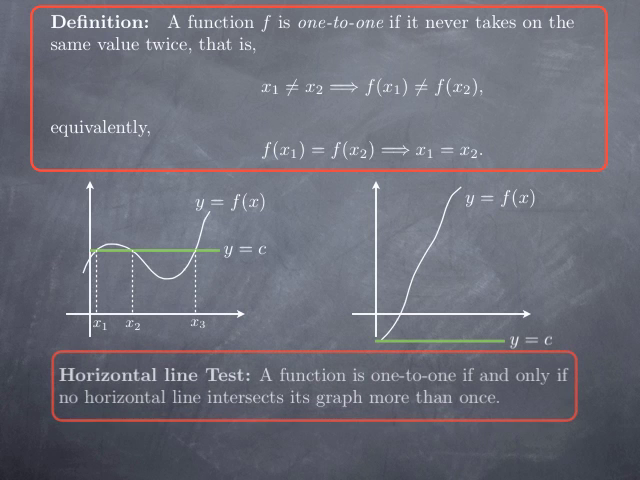So this observation is often referred to as the horizontal line test, which states that a function is one-to-one if and only if no horizontal line intersects its graph more than once. So this is what we have looked at.